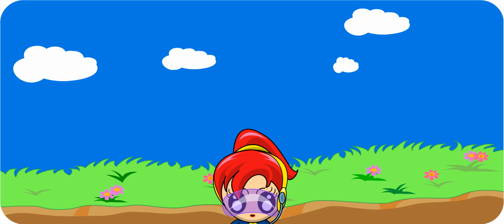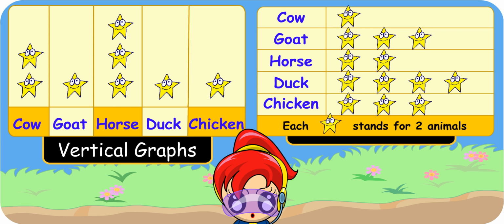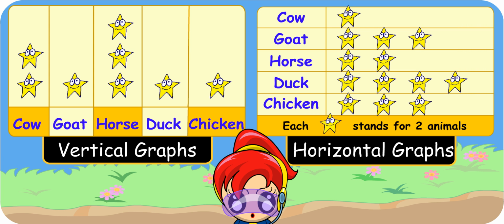Hi teacher, I have learned how to create vertical and horizontal graphs. But actually, I don't understand why we have to learn about graphs. Well, Turbo Girl, graphs are very important to us. They give us information in a clearer way. Once we look at one, we can easily find out most of the information we need.